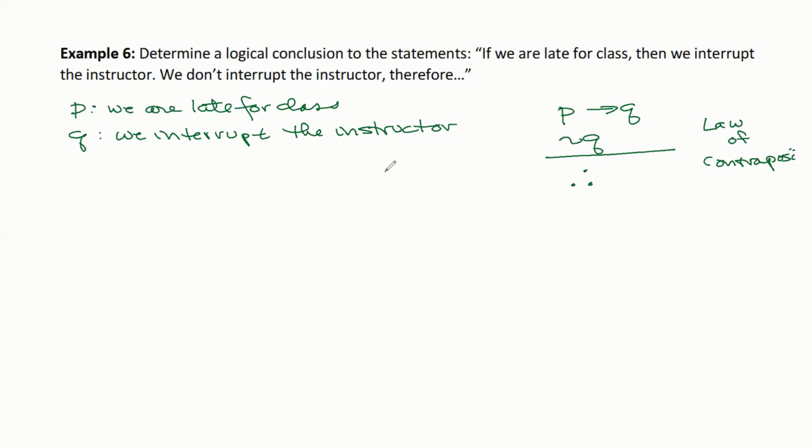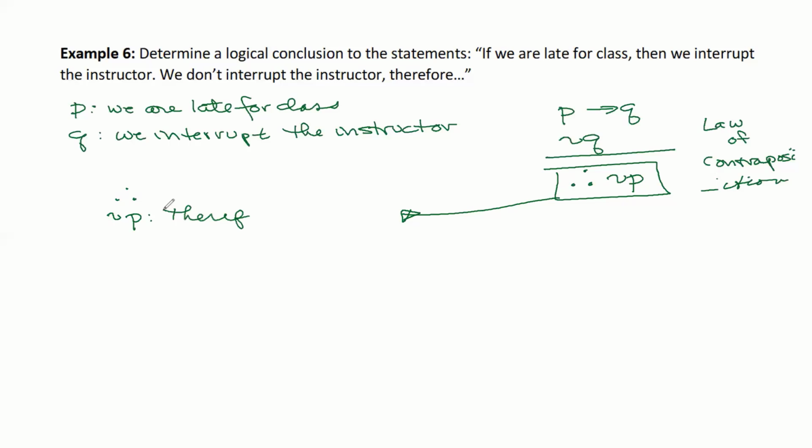Contraposition. Starts, P implies Q, not Q, therefore its conclusion should be negation P. But we need to rewrite this in terms of our statements that we started with. So negation P is going to be our conclusion, which is, therefore, we are not late for class.